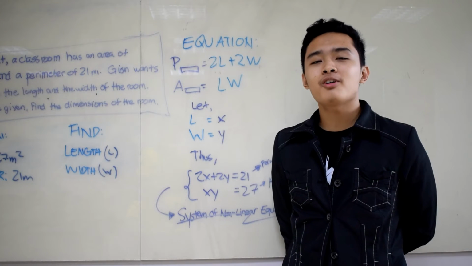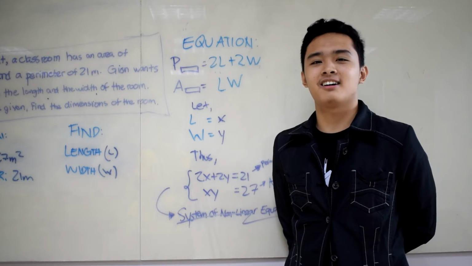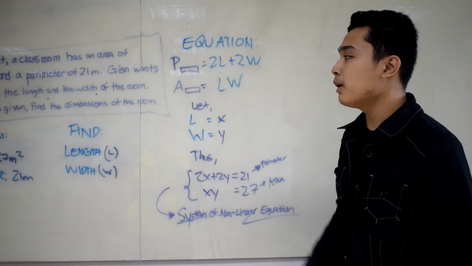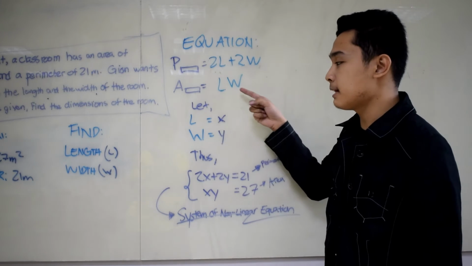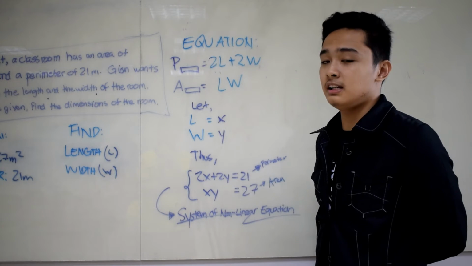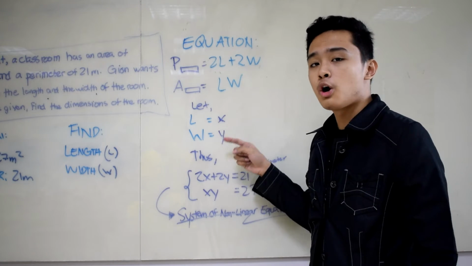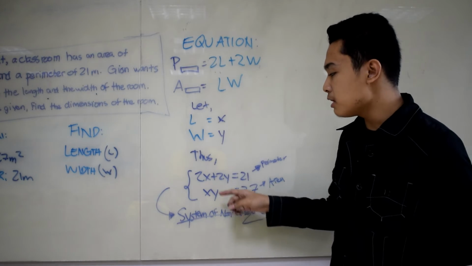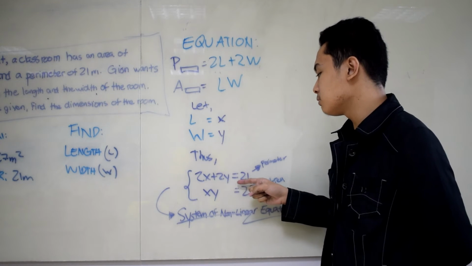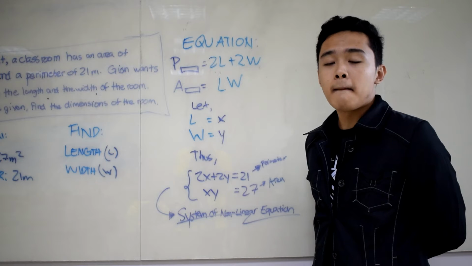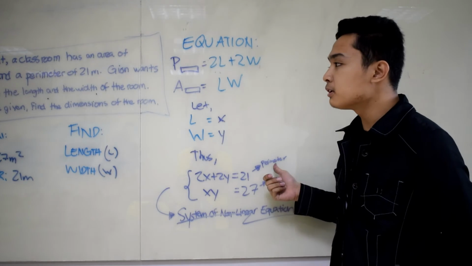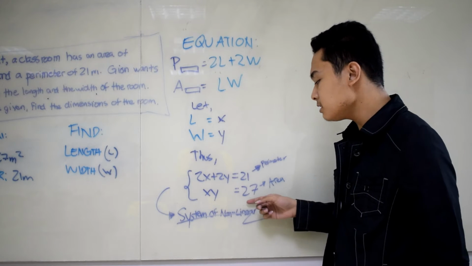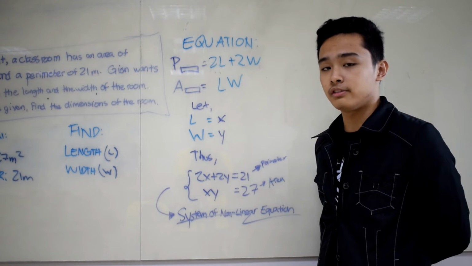Now, it is time for us to find the equations of the rectangle. Since the perimeter of a rectangle is 2 length plus 2 width, while the area of a rectangle is length times width, we can substitute the length as the variable x, and the width as the variable y. Thus, we can represent the equation 2x plus 2y is equal to 21. Why 21? Because it is the perimeter of the rectangle as stated earlier, while xy is equal to 27 as it is the area of the rectangle.